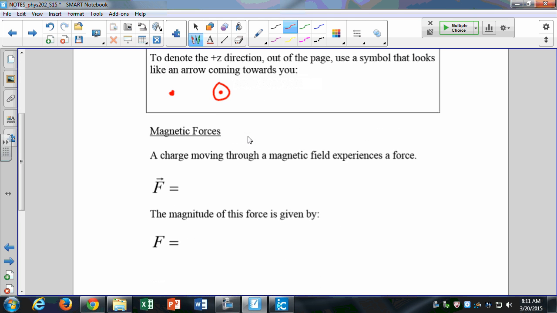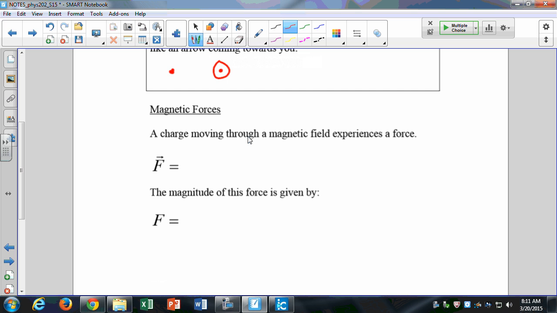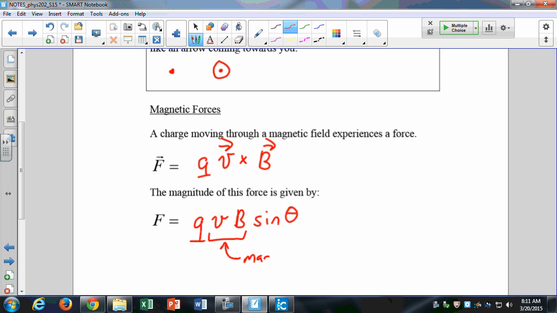Alrighty? Cross products? Remember, you'll see a cross product on your test. So for magnetic forces, a charge moving through a magnetic field feels a force that's equal to QV cross B. Because of the definition of cross products, this has a magnitude that's equal to QVB sine of theta, where these are the magnitudes of those vectors.